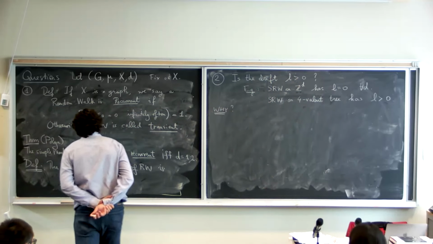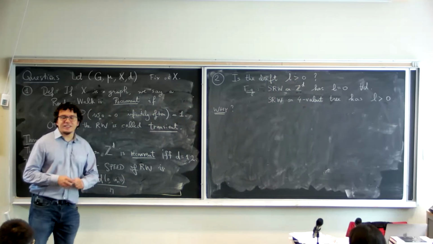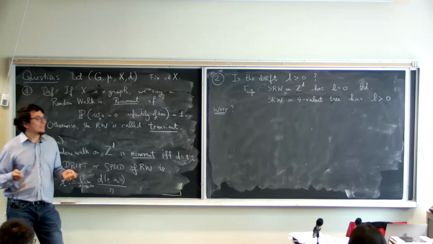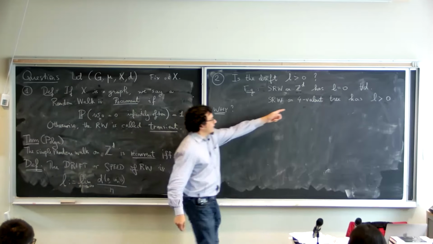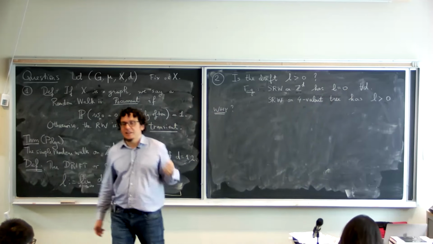Right. Well, you get infinite because the central limit theorem basically tells you that the distance after n steps is roughly square root of n. So that's why if you divide by n, you get zero. So you have to divide by square root of n to get something.